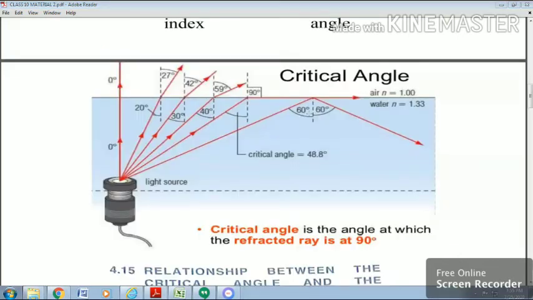Now if the angle of incidence is gradually increased, as you can see in this diagram, the angle of incidence in the first diagram is 20 degree, again 30 degree, 40 degree. The angle of refraction R also increases, but the intensity of the refracted ray keeps on decreasing, and finally the angle of refraction R reaches its maximum value, that is equal to 90 degree.